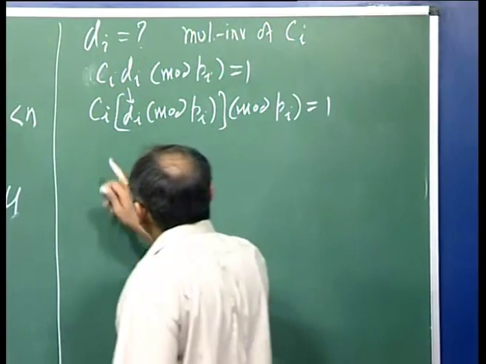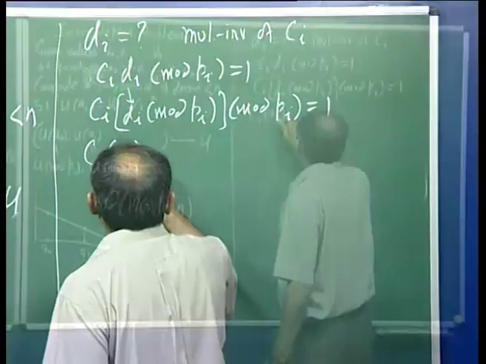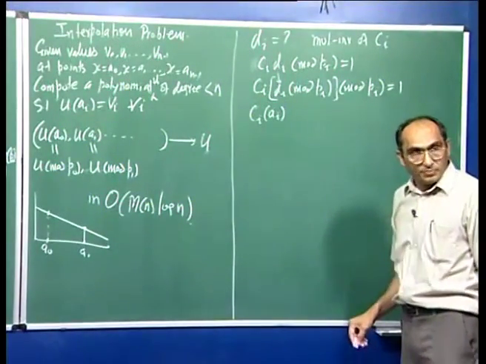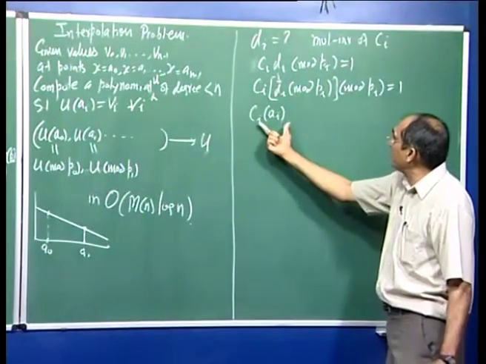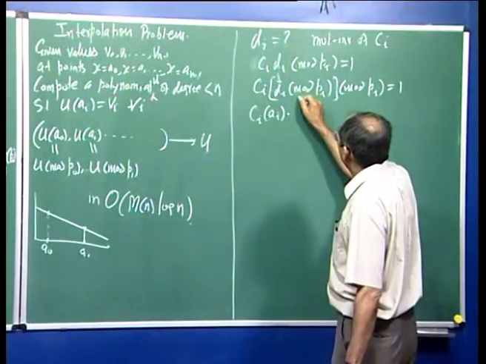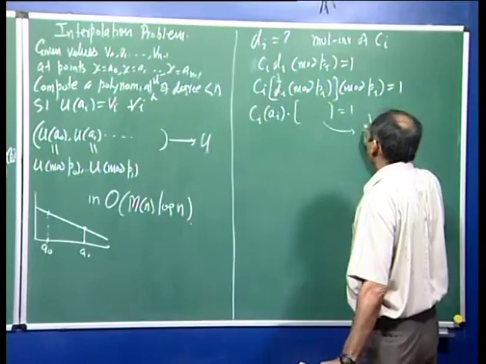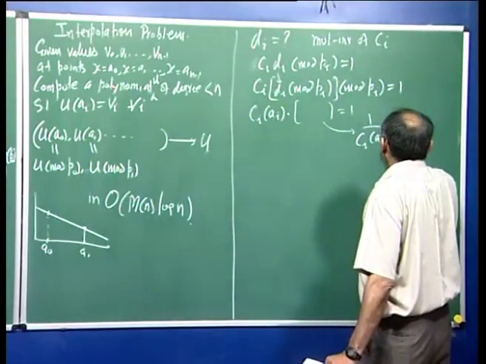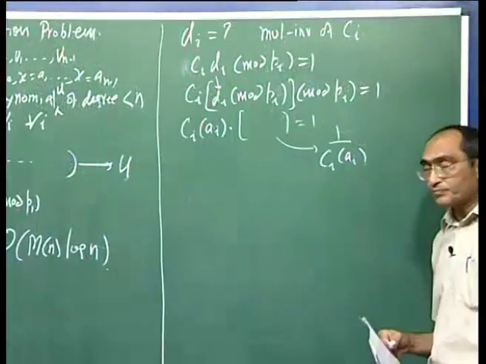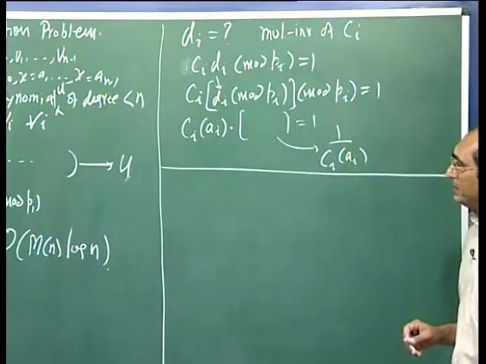But this is the same as Ci at Ai, because when we compute modulo Pi, we are computing at the point Ai. That is, the modulo is nothing but computing at that value Ai. This times this entity is 1. So, this entity is nothing but 1 over Ci at Ai. All we need to do is compute Ci at Ai. Now, that is very easy.